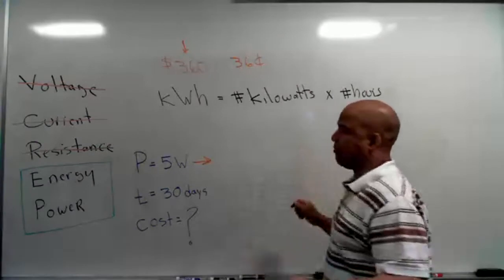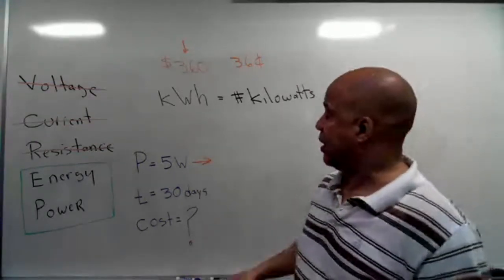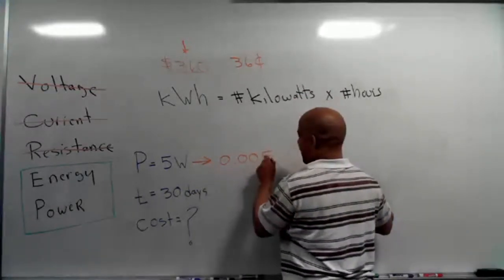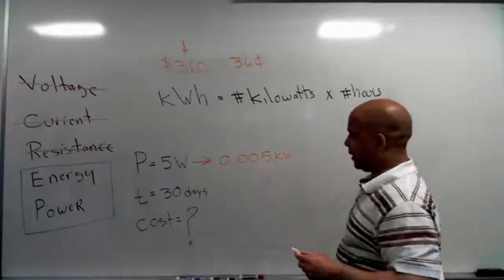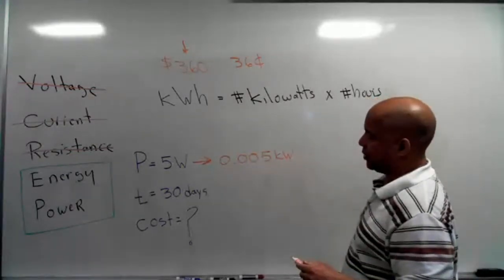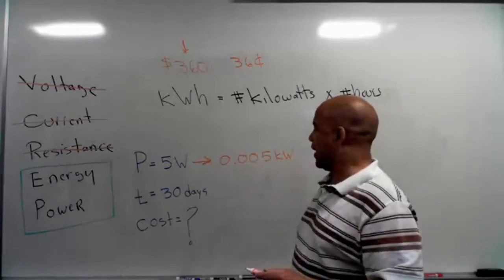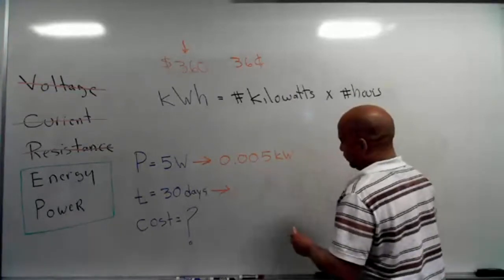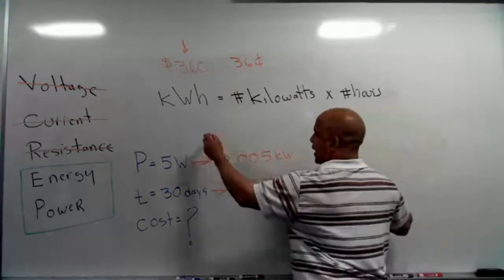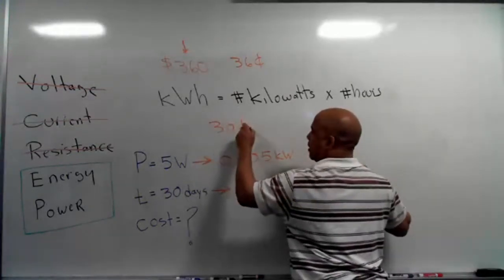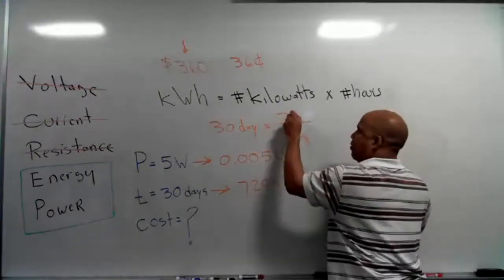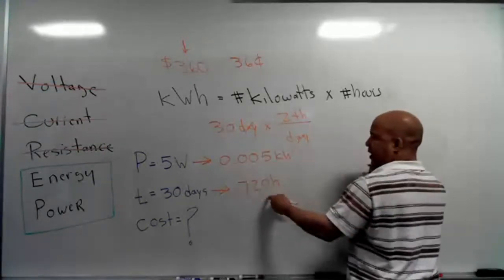Remember earlier I said the way you convert watts to kilowatts is by dividing by 1,000. If I divide this by 1,000, I'll end up with 0.005 kilowatts. And then I convert 30 days to hours. Anybody do that conversion? How many hours is that? 720. 720 hours. So you would say I got 30 days times 1 day is 24 hours. You cross that out, and that should give you 720.